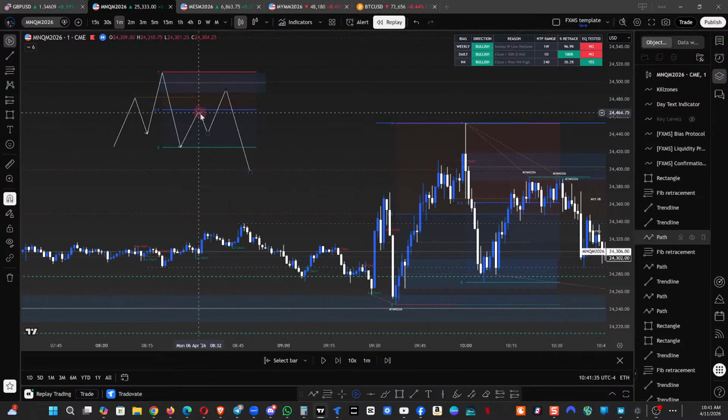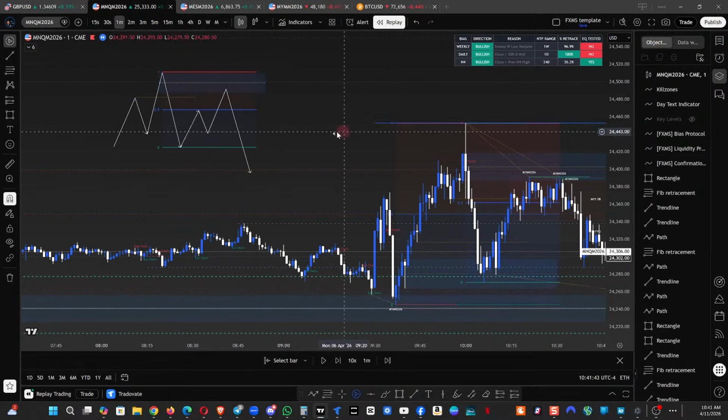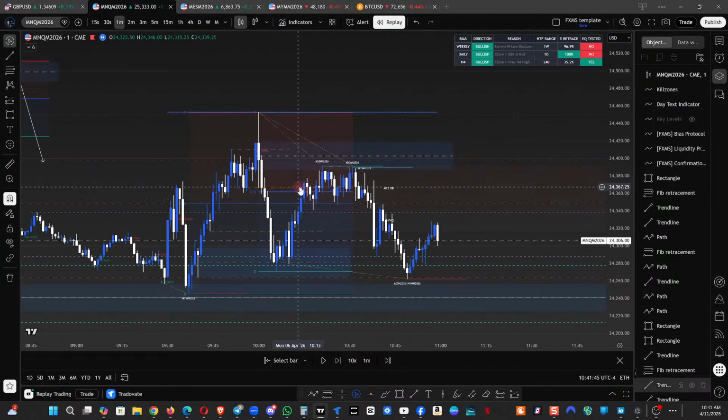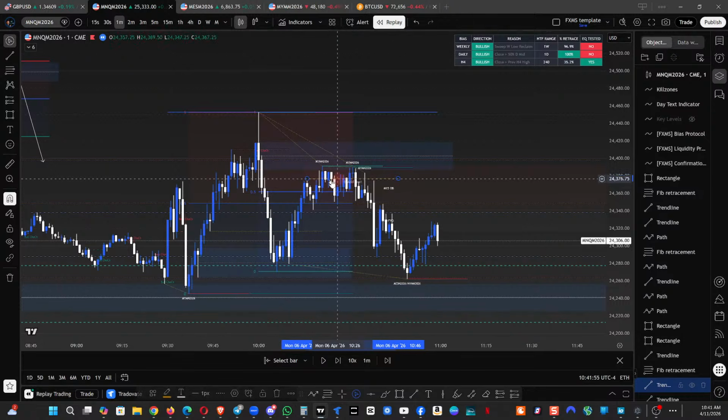We want price to create some sort of internal liquidity inside of that range before the POI in the premium for price to sweep. Okay, so right here, what it does is it creates this little minor swing high right here, just before the order block. And then price comes up and sweeps that right here, taps into the order block, okay?